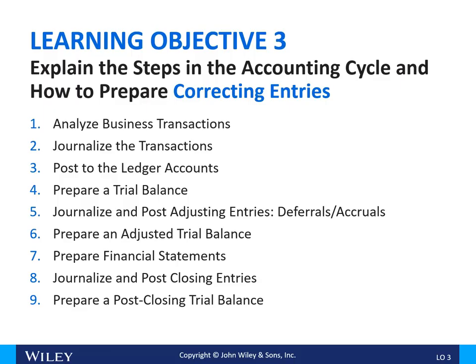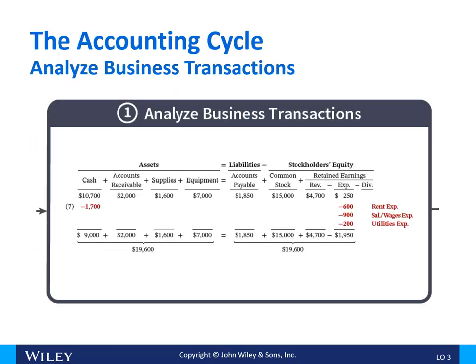So we've seen these 9 steps before, but we've typically seen them across the bottom of the slide or on the slide kind of going left to right, but it's the same steps. We analyze transactions, we journalize the transactions, post the journals to the ledger accounts, we prepare a trial balance, journalize and post adjusting entries, our deferrals and accruals, we prepare an adjusted trial balance, prepare financial statements, we journalize and post closing entries, and prepare a post-closing trial balance. So we'll step through these. Analyzing the business transactions.